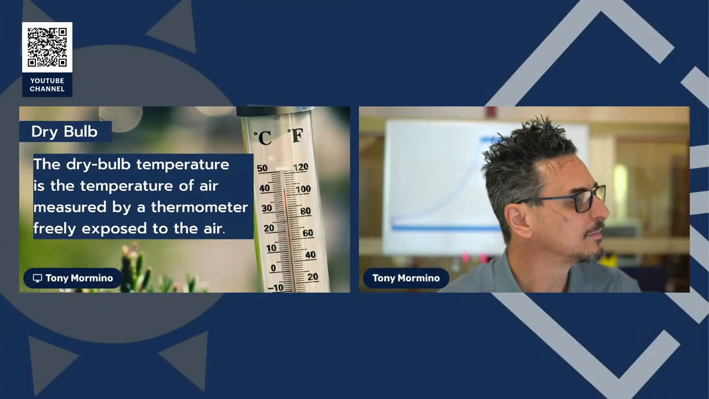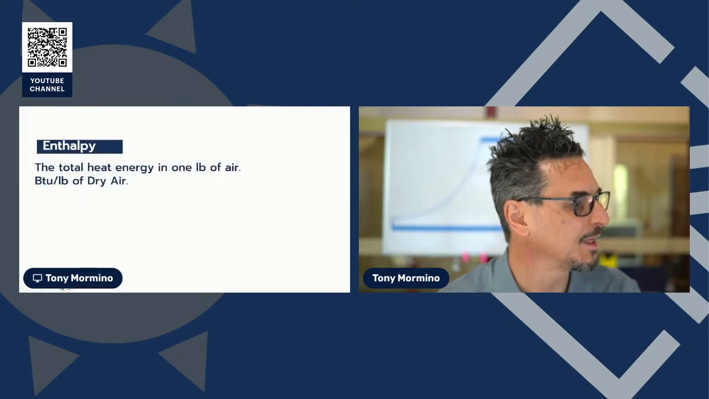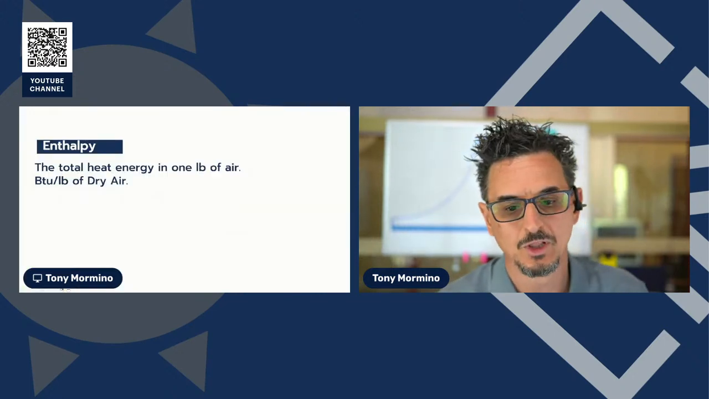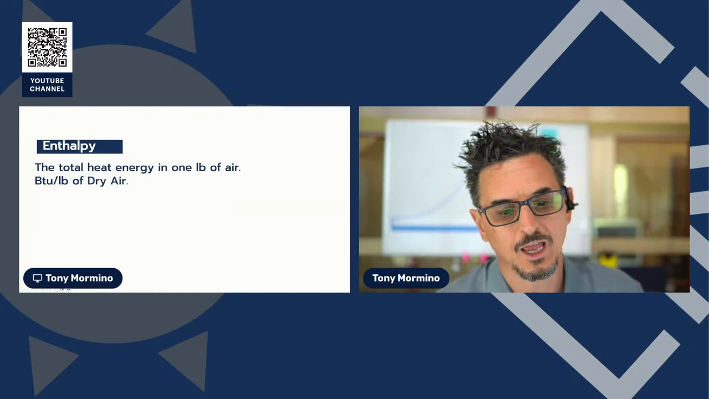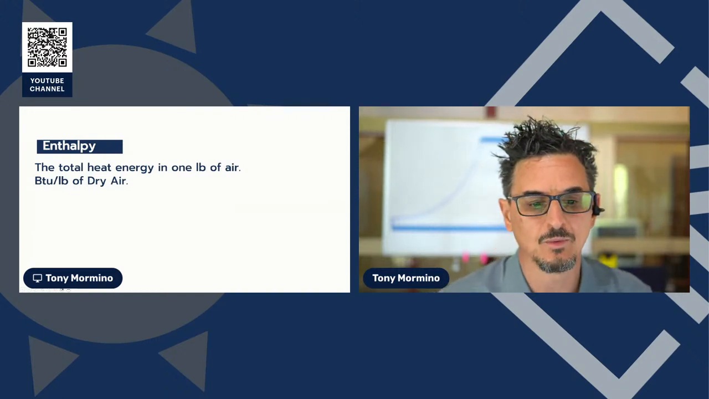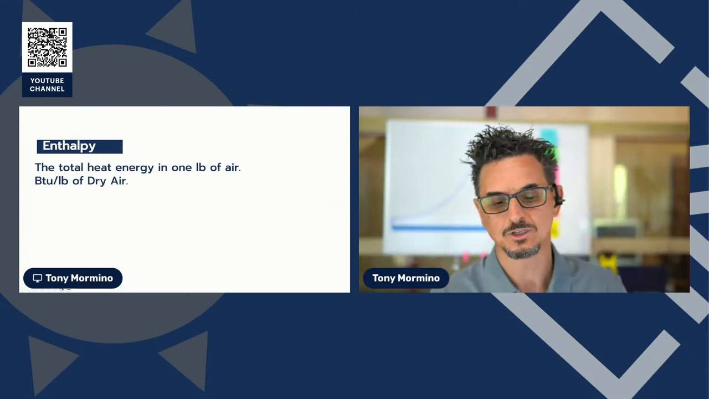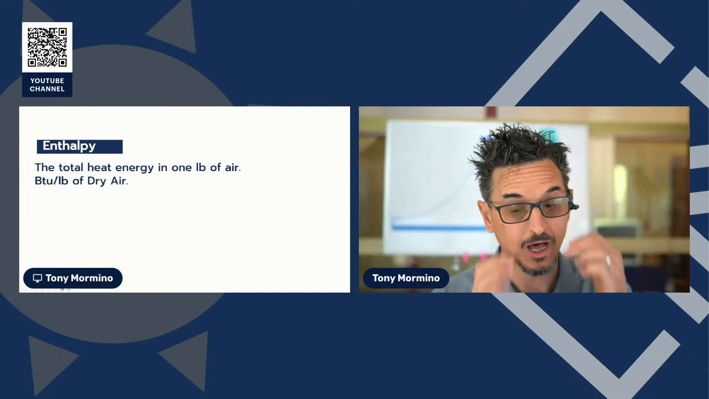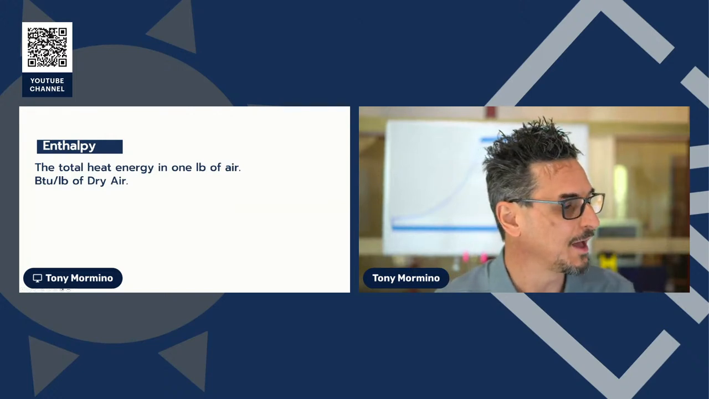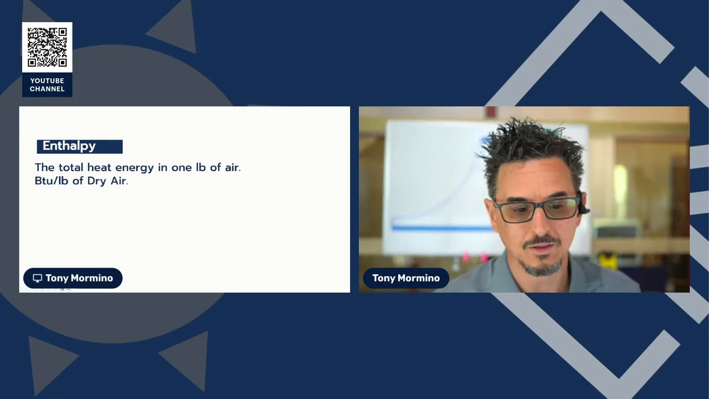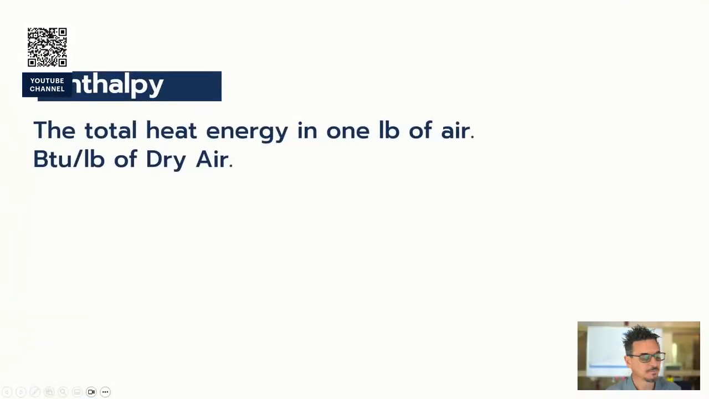Thank you. Let me get to the enthalpy slide here. The last property of air we're going to touch on, and we're not going to spend a lot of time on this because we do a little more of this in part two, is enthalpy. Enthalpy is the total heat energy in 1 pound of air, in BTUs per pound. So think of just the BTUs. It's the total amount of sensible and latent energy. Again, we're not going to talk about that a whole lot in this presentation.